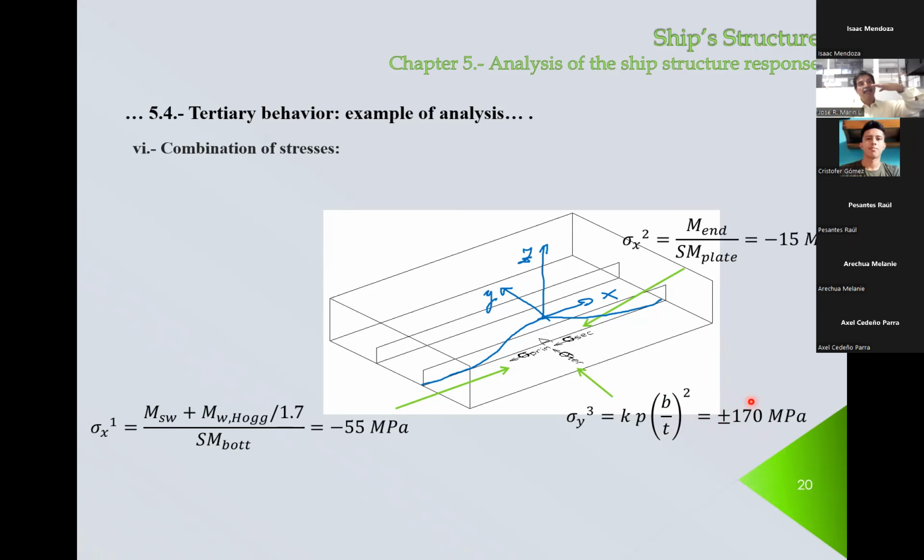Because remember, in the thickness, on one surface, on one face, the stress will be positive, then on the other it will be the same value but negative. So I'm using both values here just to see the worst situation. Once you have these three values, we can combine them in the von Mises expression. Okay, this is von Mises, and this is the result.